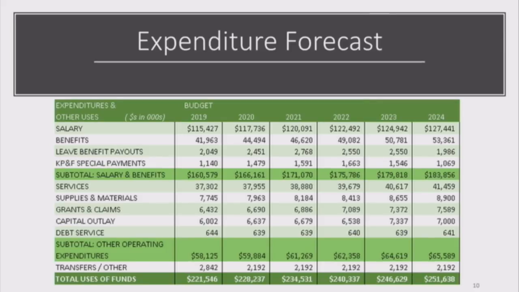So the biggest increase to the cost of salary and benefits is actually the estimate we have put in place for what they call leave payouts and KPNF special payments, which I'm going to get into in a minute. But over time, we've done an estimate year over year of the expected number of retirees we anticipate will be needing to make payments out for, and those have been included in this estimate.